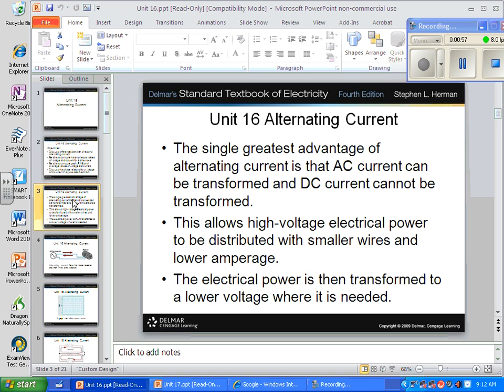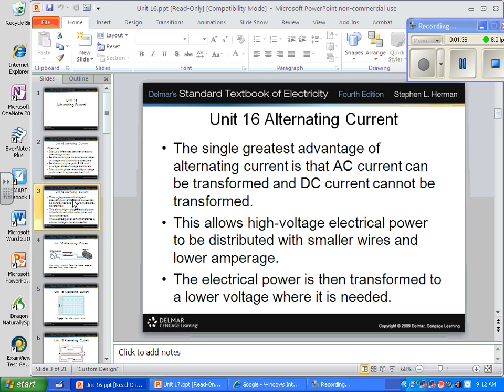Okay. The single greatest advantage of alternating current is that AC can be transformed and DC cannot be transformed. Now, where did that argument come about to begin with? 1904. That's a pretty particular year. Why 1904? The World's Fair. Who was arguing about how we should create power? Westinghouse and Tesla, and Edison and his DC power supply. He thought that DC should be the power supply of the world.